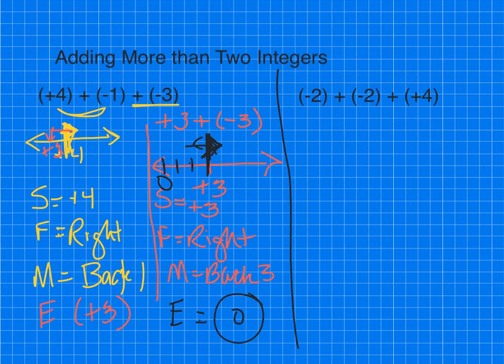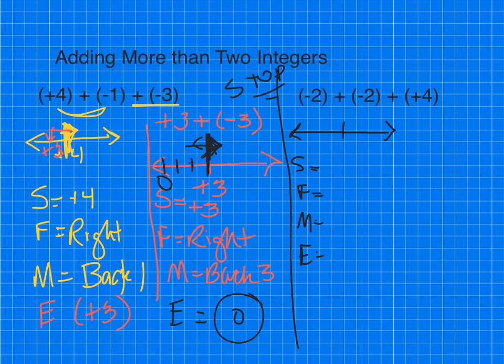So let's take a look at our next and final one. I would stop the video here and try this one by yourself, and then come back. Okay, so here we are. We've got negative 2 plus negative 2. So rules are always the same. Start, face, move, end.